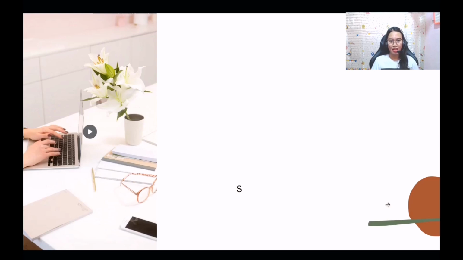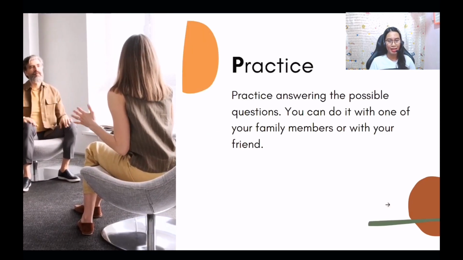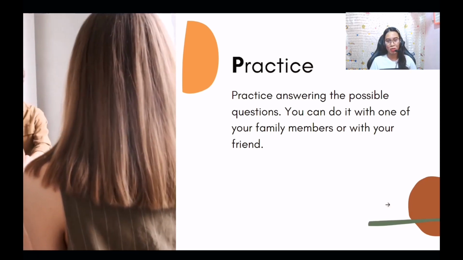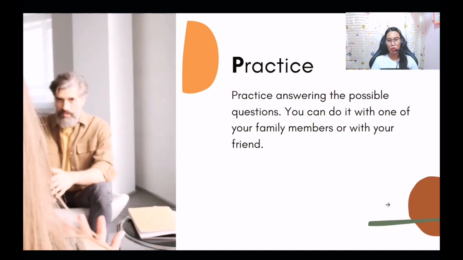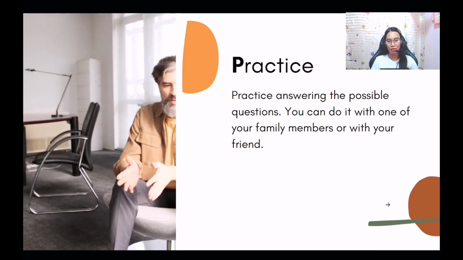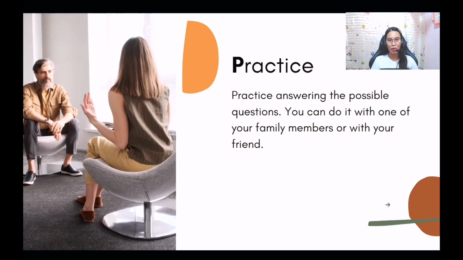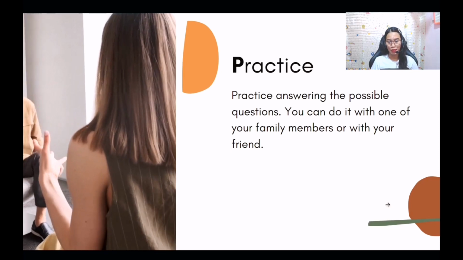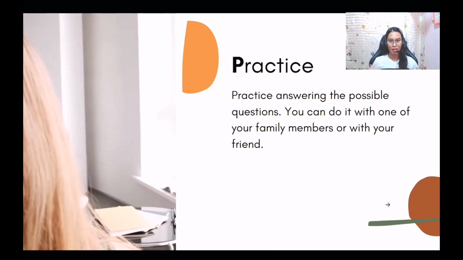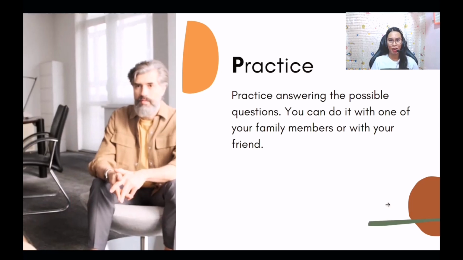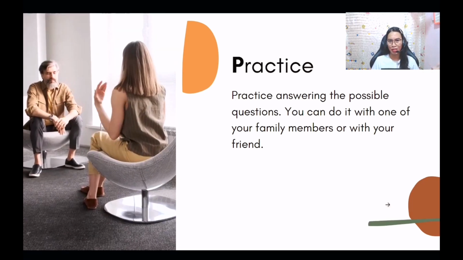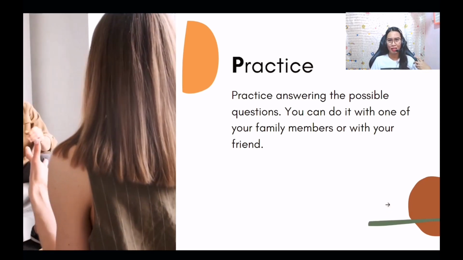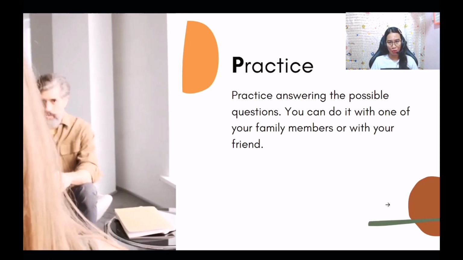Okay, now let's have the next part. The second P is practice. You need to practice answering the possible questions. You can do it with one of your family members or with your friend. Or another tip, you can practice answering questions using Zoom. Just create your own room and then practice answering there without anybody. Just look at yourself and know how you give the answers, and practice proper gestures as well.